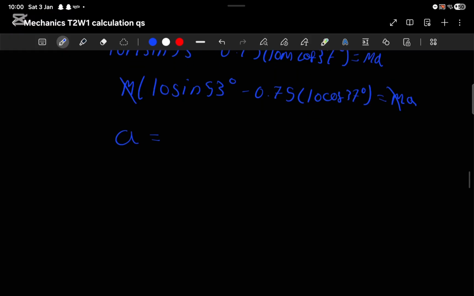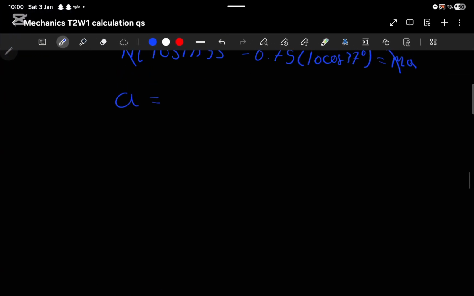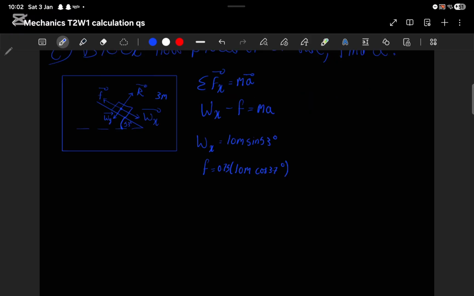1.99, is that the answer? Is it 2? No, 3.5. Oh, I did something with the brackets, didn't I? Give me a second. Okay, so I just realized my mistake. Friction changes. I completely forgot friction changes.